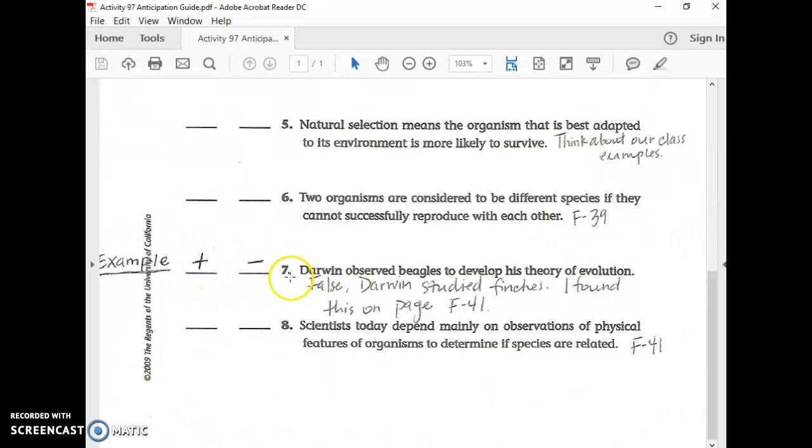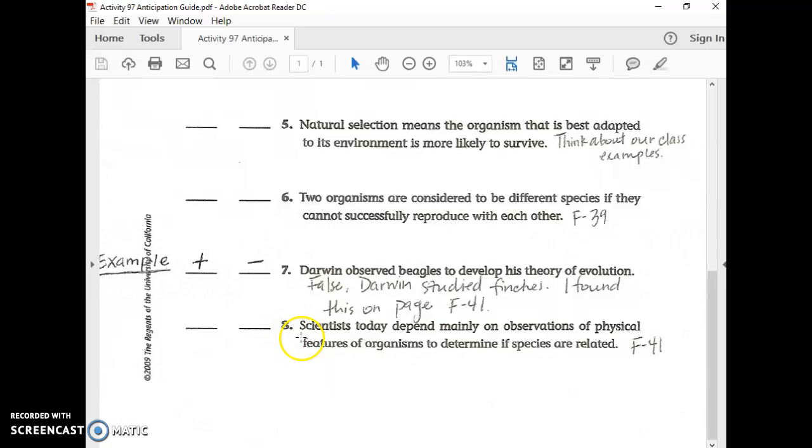Maybe you do think it's true that Darwin observed beagles to develop his theory of evolution, and I went ahead and found that one for you just as an example, because when you go back to do the after column, you will prove whether these statements are true or false. Number 7 happens to be false, and then I explain Darwin studied finches. I found this on page F41, and I would expect you to do the same. I would expect you to have an explanation and then where you found it.